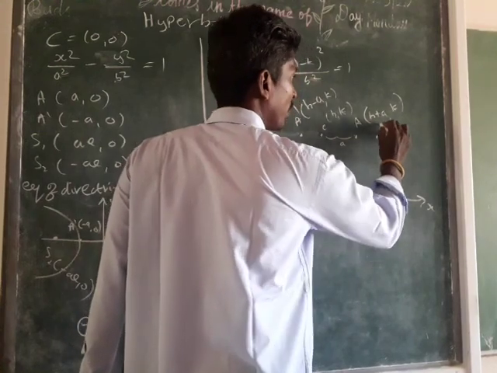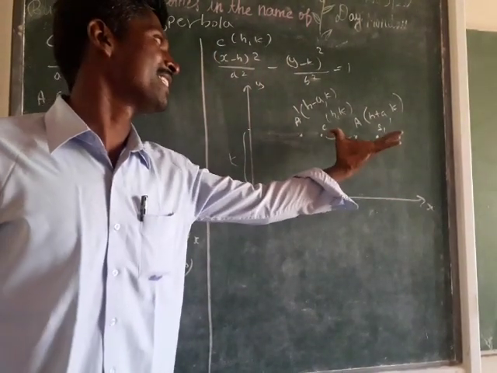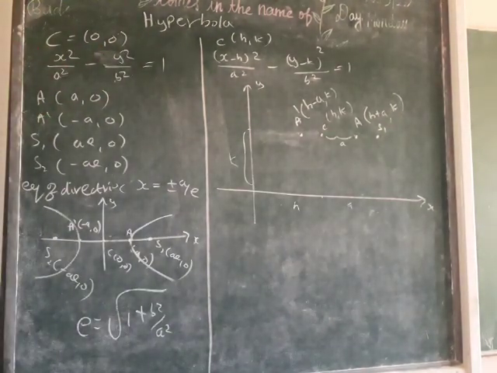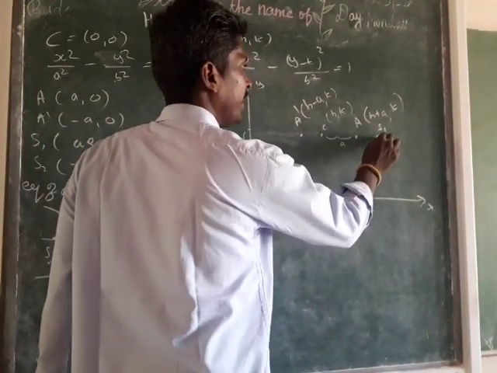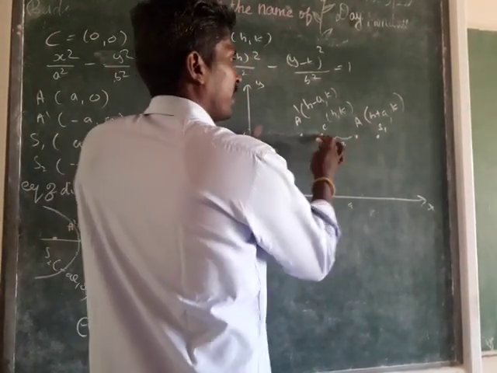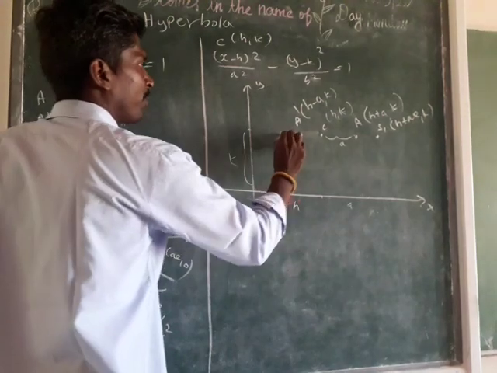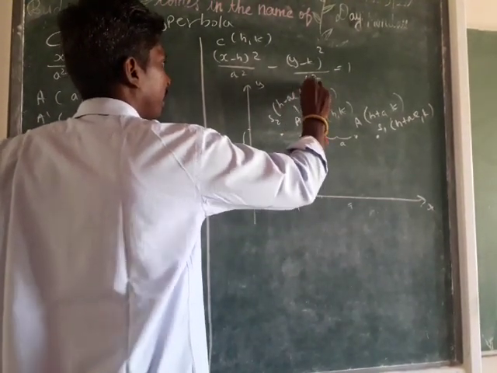Then come to S1. If I take S1 here, center to focus, the distance is ae. Distance between the center and S1 is ae. So up to here h, the distance is ae. Then S1 becomes h plus ae comma k. Then what will come? S2. S2 equals h minus ae comma k.